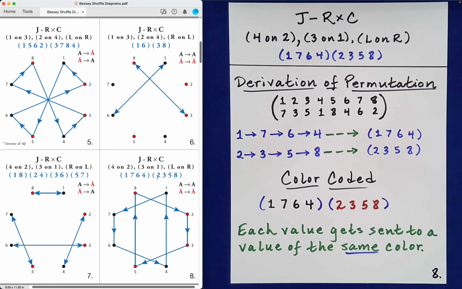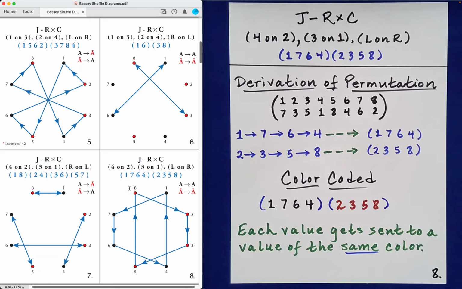And then for the second term in our cycle notation, 2, which of course is over here, goes to 3. So it goes straight down. 3 goes to 5, so it's kind of down here. It's hard to see. And then 5 goes up here to 8. Okay, so that completes that 4-cycle.